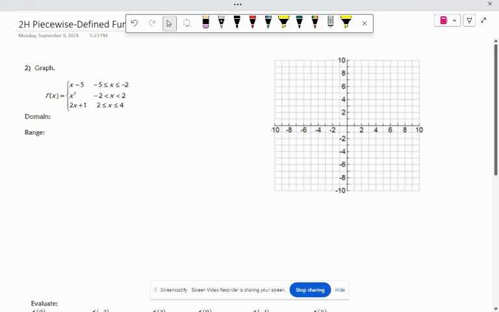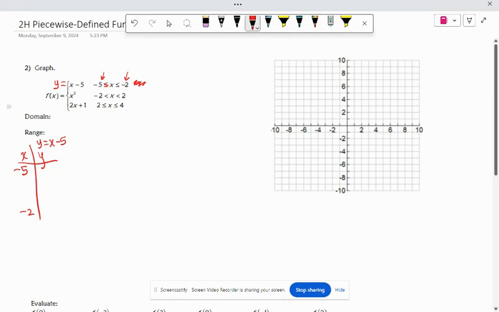We are talking about piecewise defined functions, and I am going to start by making XY tables for the different pieces. And so remember, this is like y equals x minus 5 for x in between -5 and 2. So I'm going to start by making an XY table for y equals x minus 5. And I'm going to choose the endpoints to be x values on my XY table, and then I can put whatever I want in between.